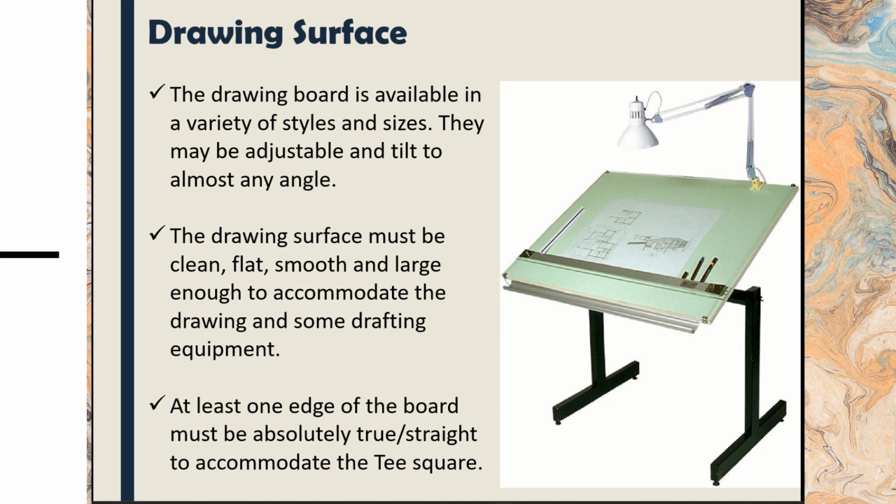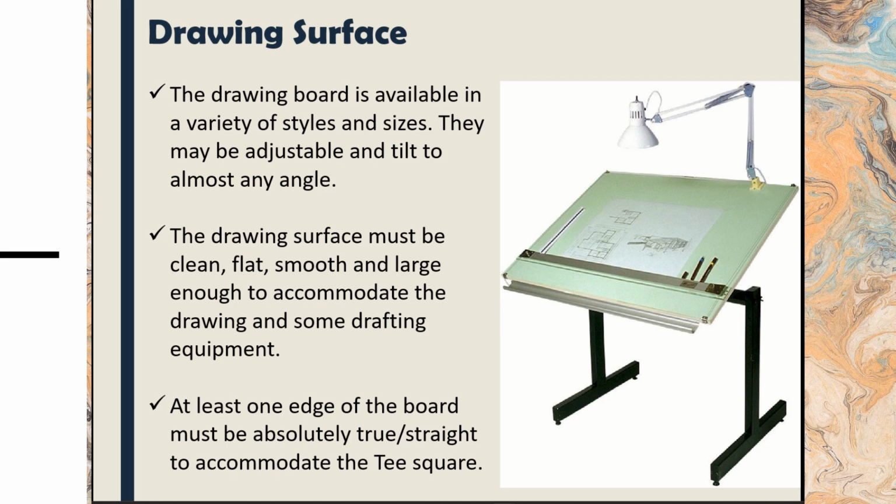At least one edge of the drawing board must be absolutely true or straight to accommodate the T-square. Usually that edge of the drawing board is your left hand side. The left hand side of a drawing board must be absolutely true and straight to accommodate your T-square and allow for free flow and movement of your T-square. That edge will help you to draw your horizontal lines and your vertical lines accurately and correctly.